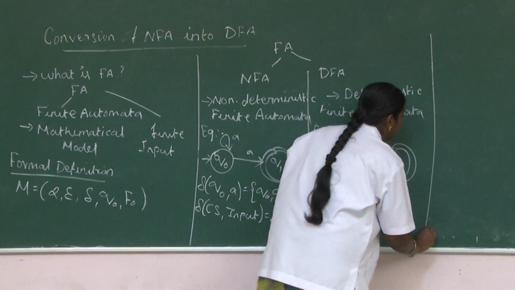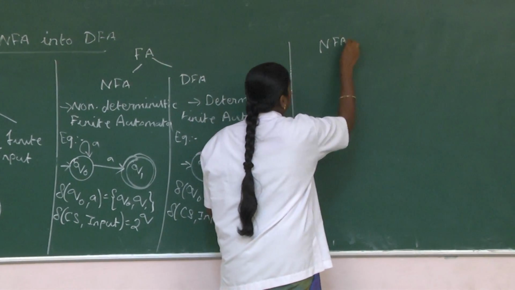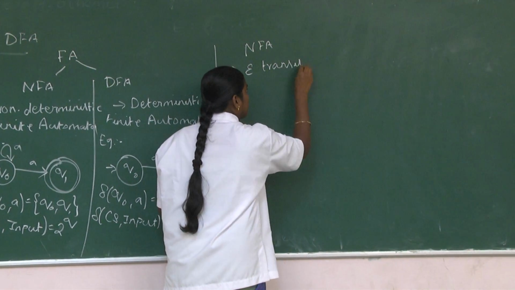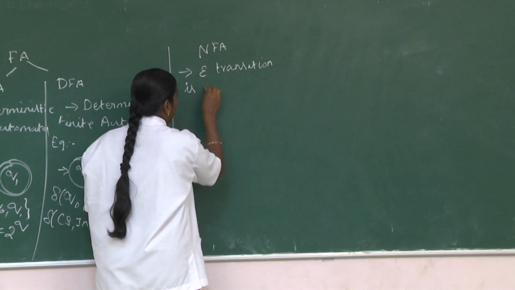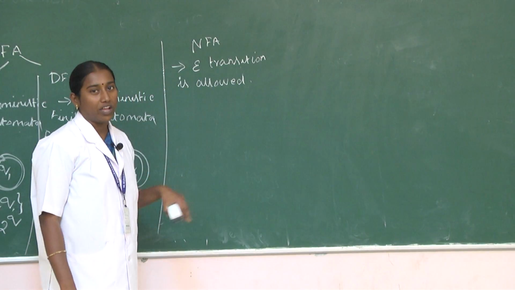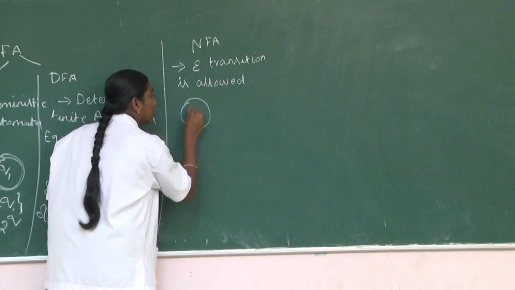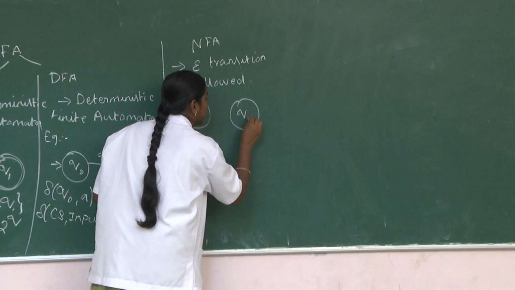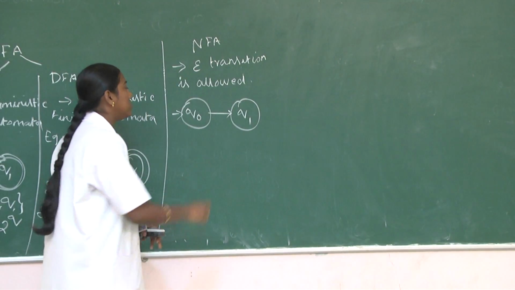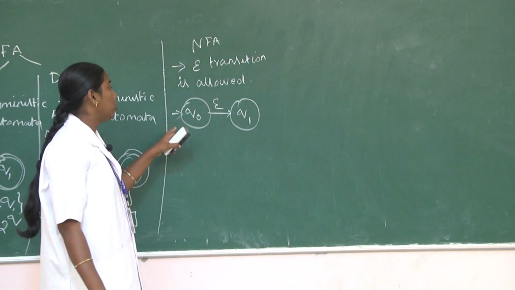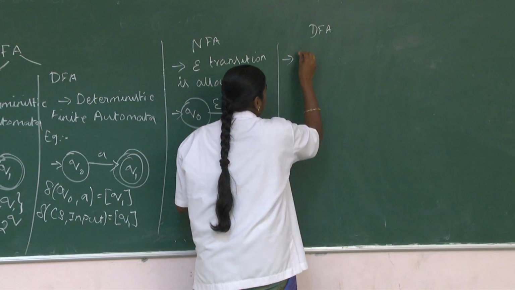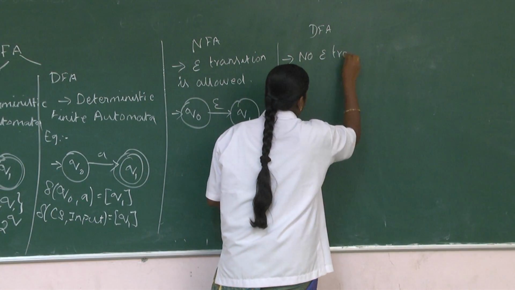One more main difference is, in NFA epsilon transition is allowed. What do you mean by epsilon is, it is also one kind of input symbol. For example, Q0 and Q1. There is no input to move from Q0 to Q1. We can use this epsilon symbol as an input to move from Q0 to Q1. But in DFA, no epsilon transition is allowed.